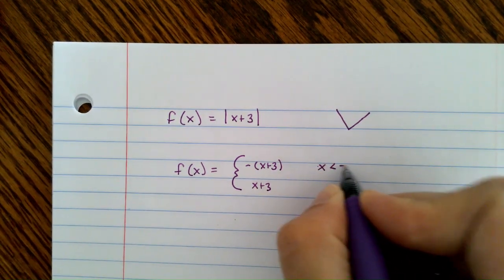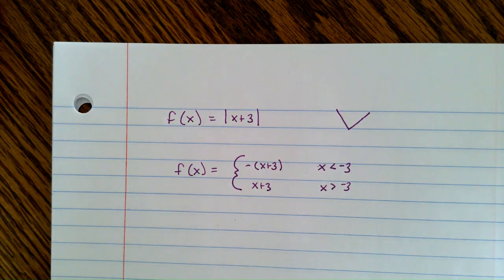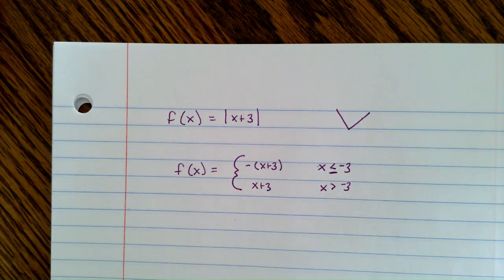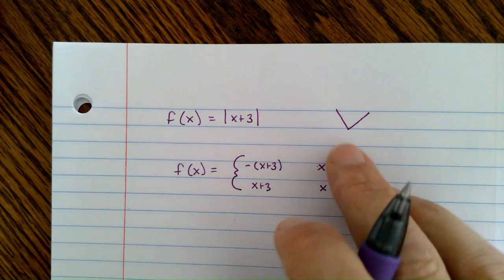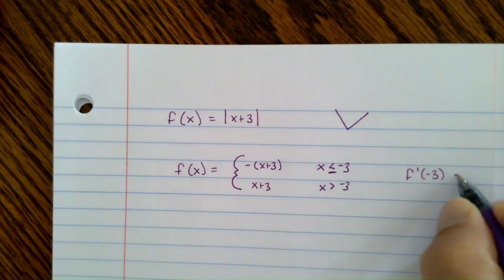So when x is less than -3, when x is greater than -3. Which one are we at when we're at -3? That's up to you to choose. I don't care. One of them needs to be underlined. However, this is not differentiable. F prime of -3 is undefined.